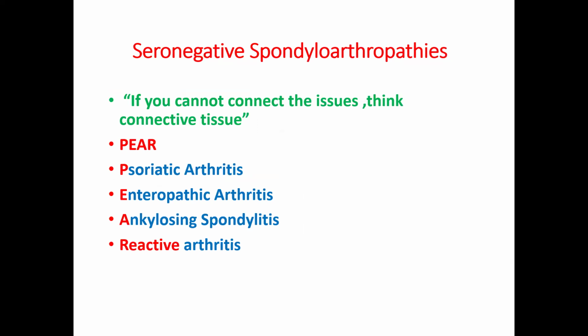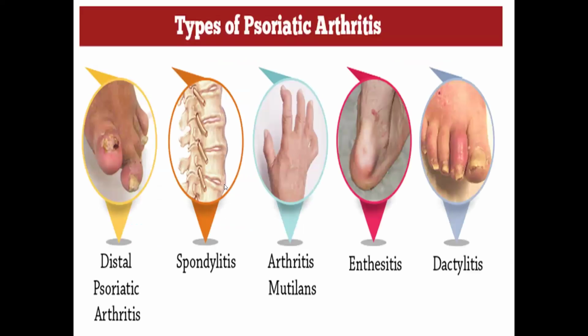Seronegative spondyloarthropathy. You have a mnemonic for it: PAIR, psoriatic, enteropathic, ankylosing spondylitis, and then reactive arthritis. Psoriatic arthritis manifested by spondylitis, arthritis mutilans, enthesitis, dactylitis, distal psoriatic arthritis. 30% of psoriatic patients have, by the way, psoriatic arthritis. And around 80% of patients with psoriatic arthritis have psoriasis.